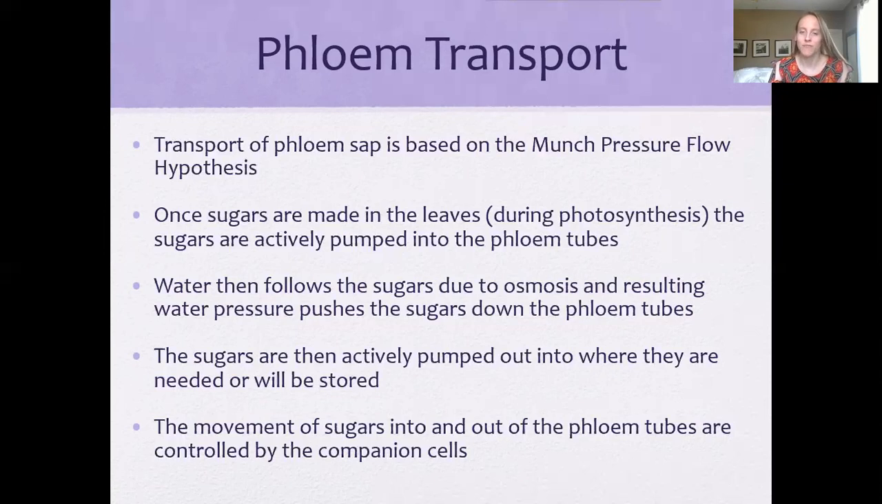The water is then going to follow the sugar from the leaves into the phloem tube just because of osmosis. The water is following the dissolved solids, in this case, the dissolved sugars. And that water pressure is actually what pushes the sugars down the phloem tubes. Once the sugars get to wherever they're going to be stored, whether it's tubers or roots or wherever, they are actively pumped out of the phloem tube, again controlled by the companion cells, and once again the water will follow because of osmosis.